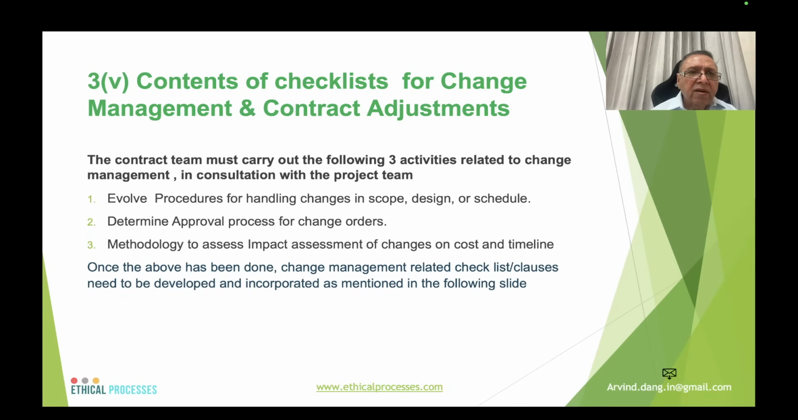Contract team must, this is regarding the change management and contract adjustment related aspects, three activities first of all need to be carried out before incorporating the agreement. One, evolving procedure for handling changes in the scope, design, or schedule. This has to be done by the contract person in consultation with the project team, because real knowledge will come from the project team. The technical knowledge will come from the project team specific to the project. Number 2, determine approval process for change orders, and 3, methodology to assess the impact of changes on the cost and timelines. Once the above has been done, the change management related checklist clauses can be easily developed.